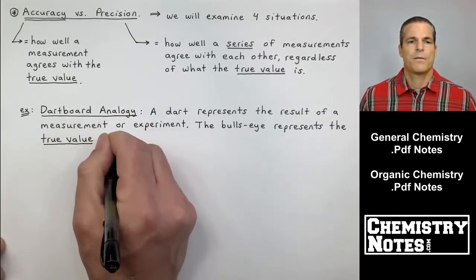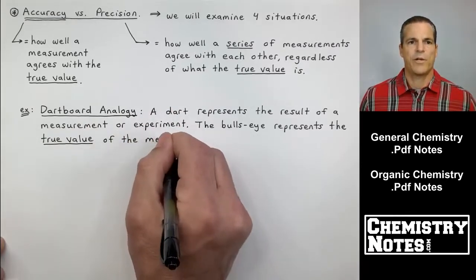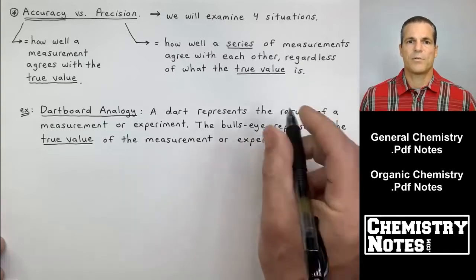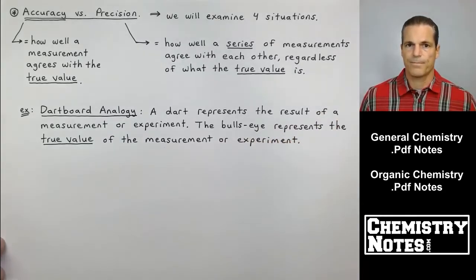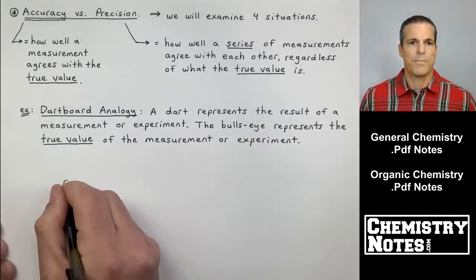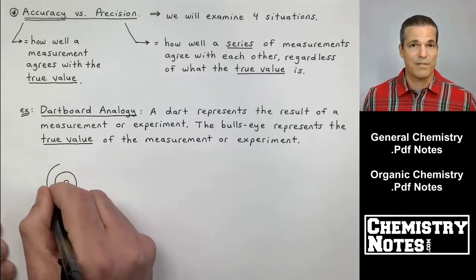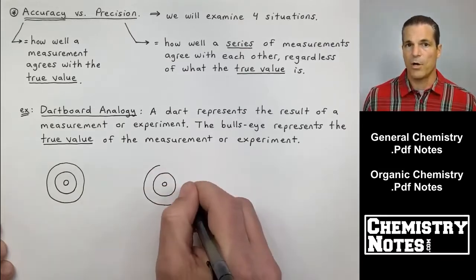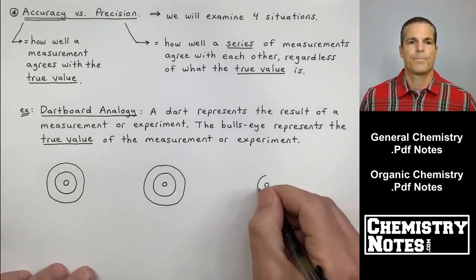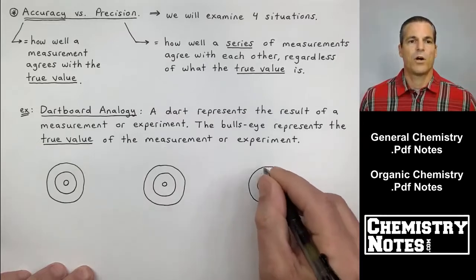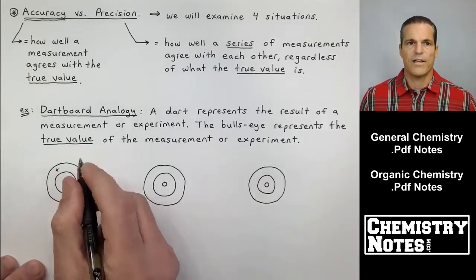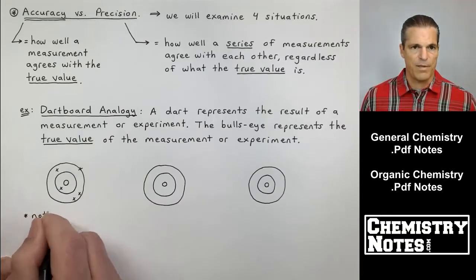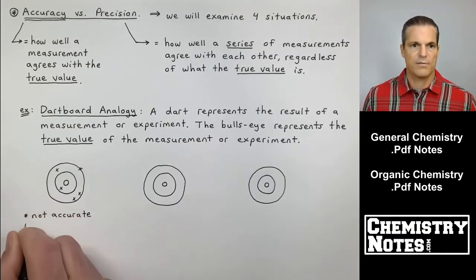Let me just read the dartboard analogy again from the top at regular speed. A dart represents the results of a measurement or experiment. The bullseye represents the true value, or the accepted value, or the literature value of the measurement or experiment. So for dartboard number 1 on the far left, I've got 5 darts. That means I've done 5 measurements or 5 experiments or 5 trials, if you will.